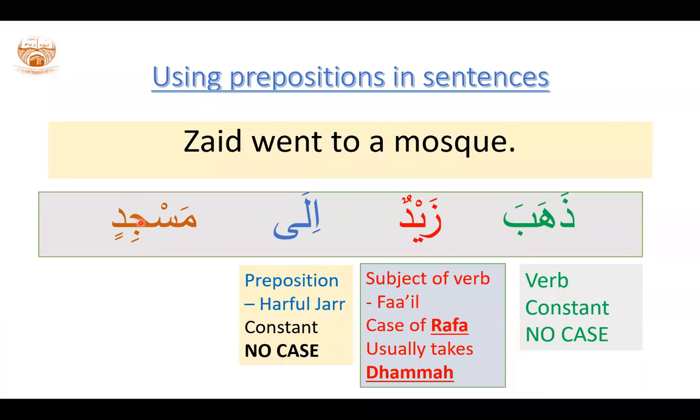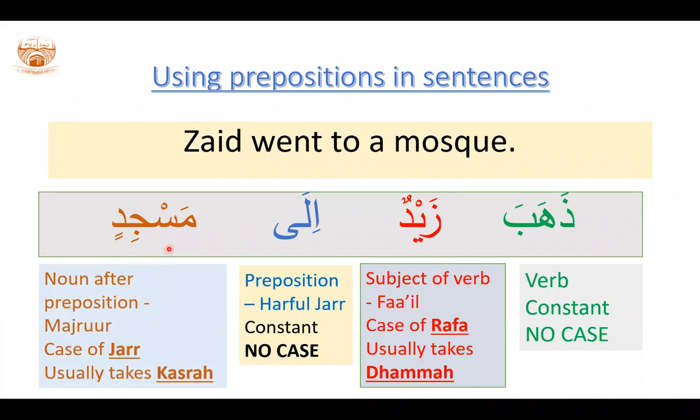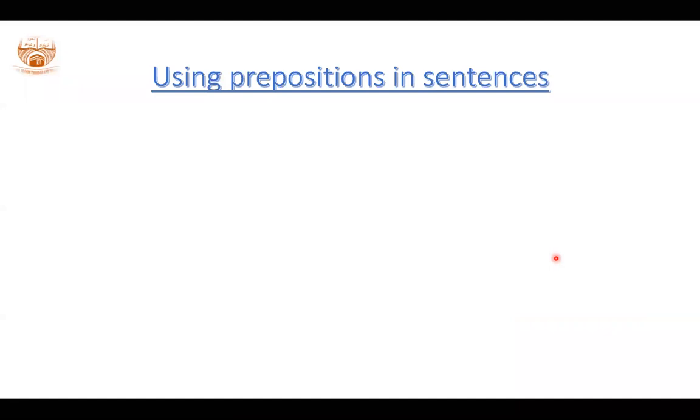And the word that comes after a preposition is called majrur. Majrur exists in the case of jar, and jar usually takes what vowel? Kasra. So you have here, Zahaba Zaidun ila masjidin. Zaid went to a mosque. Let's look at one more sentence.